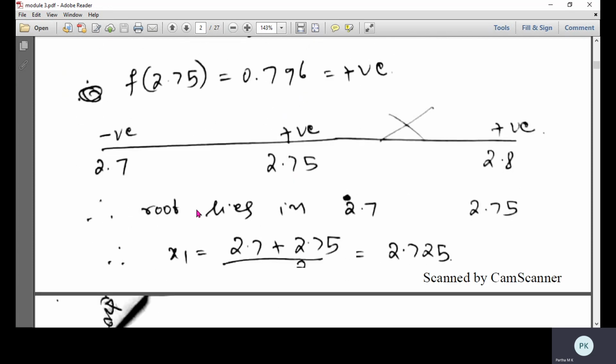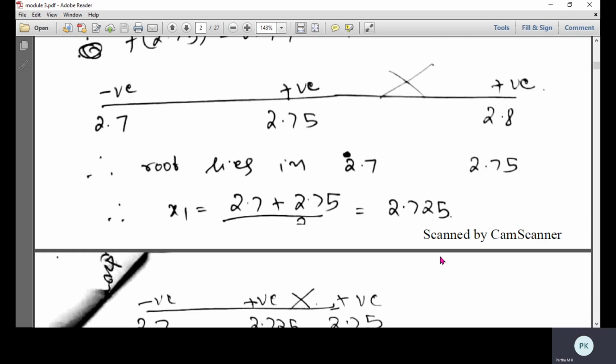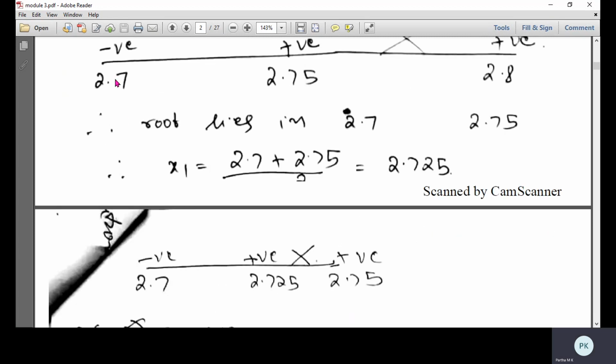Observe. Now, take the middle value. 2.7 plus 2.75 divided by 2. 2.725. This interval has come. Next step. Take the average of this, 2.7 plus 2.75 divided by 2. 2.725. Find the function value f of 2.725. Right? See up there. 2.7 negative. 2.75 positive I have written.